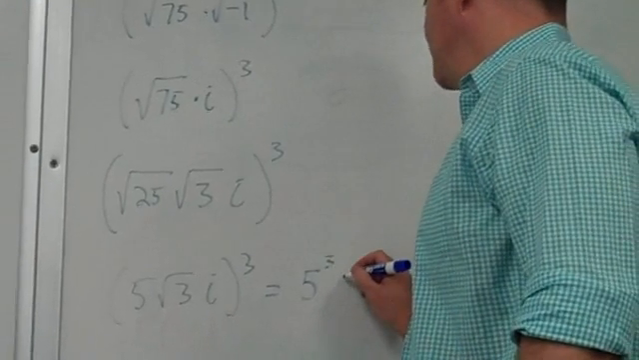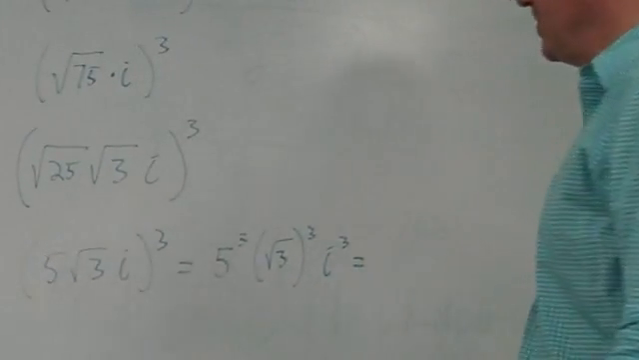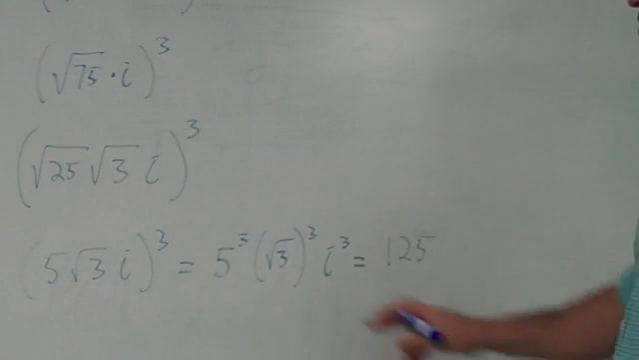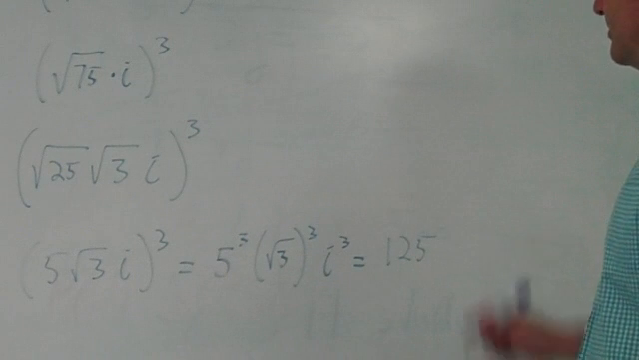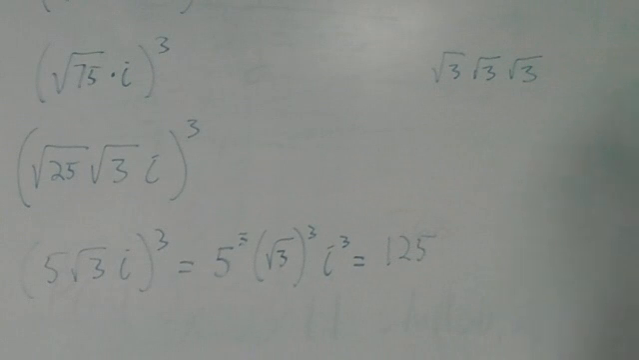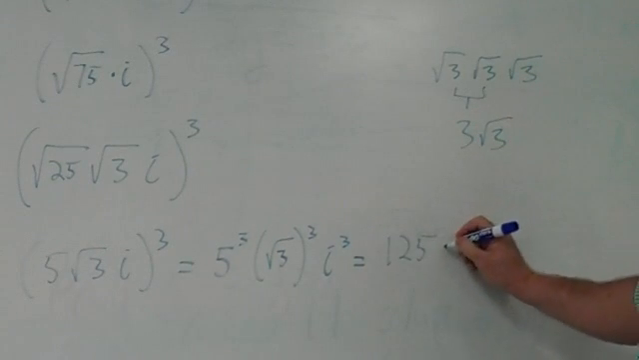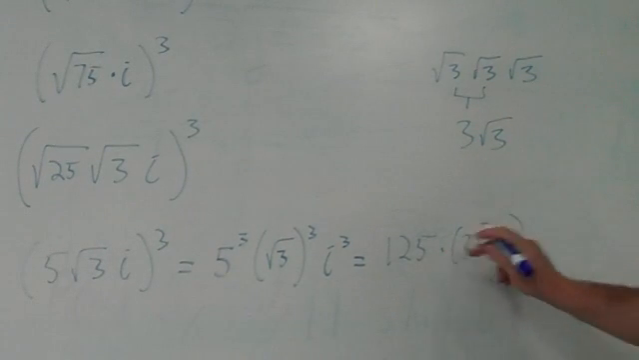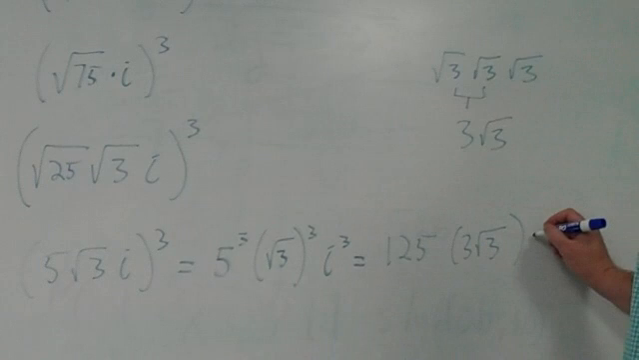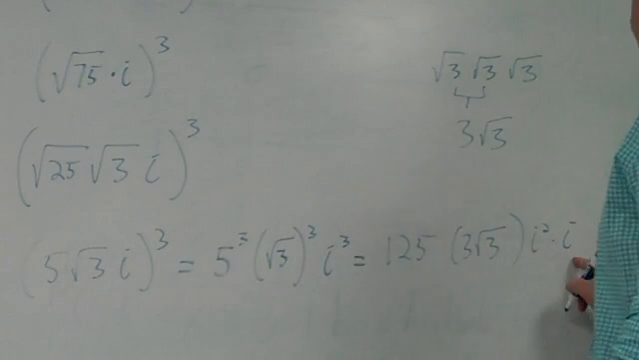So I'm going to do 5 cubed times square root of 3 cubed times i cubed. What's 5 cubed? 125. Very good. What is the square root of 3 cubed? Root 3 times root 3 times root 3. These two multiply together to make 3, so it's 3 root 3. And then what is i cubed? It's i squared times i, negative 1 times i. Negative i.